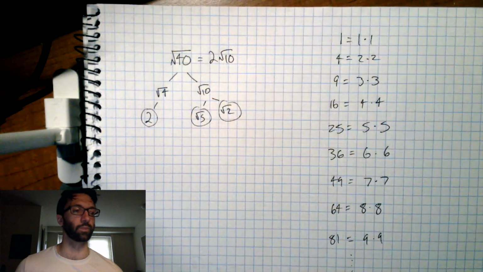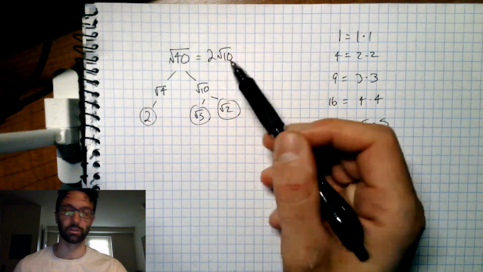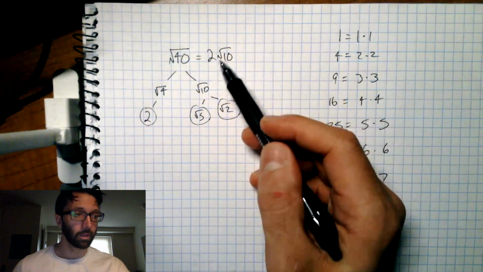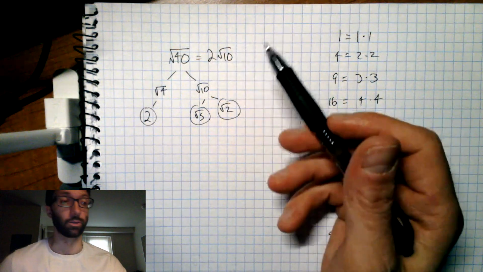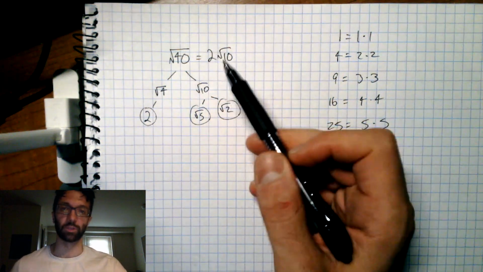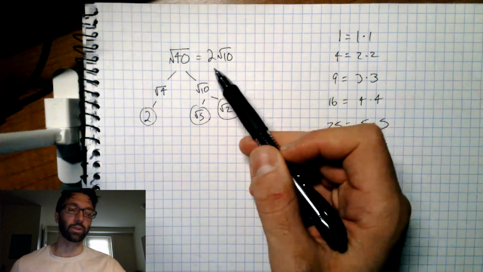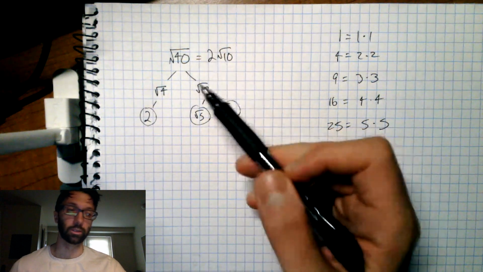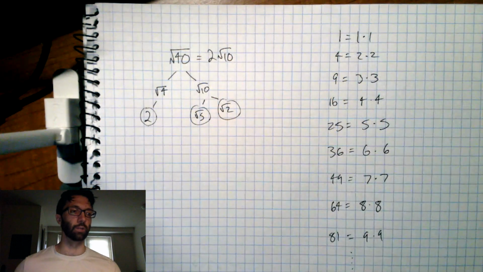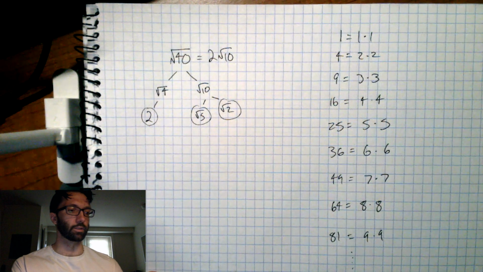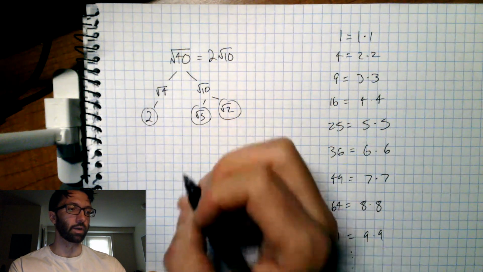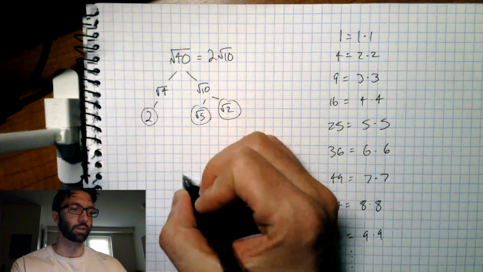And so this here is what we call simplest radical form. You can read this two different ways. You can read this as 2 times the square root of 10, or you can say 2 root 10. All right. So now let's repeat the process for, let's say, the square root of 75.